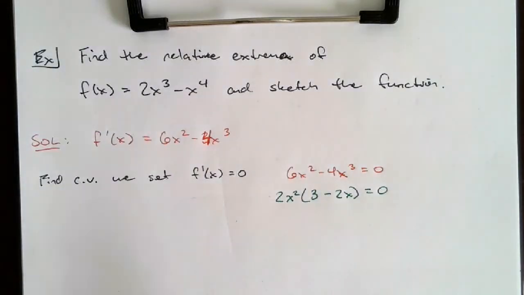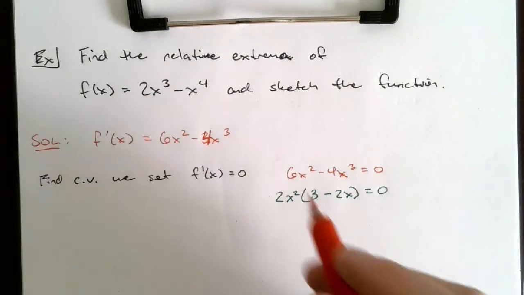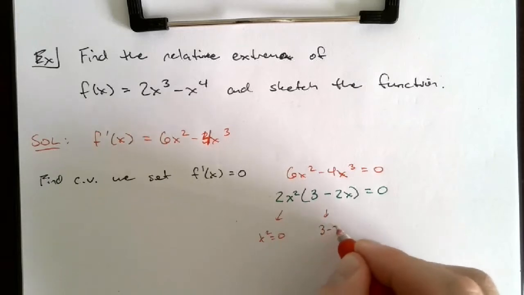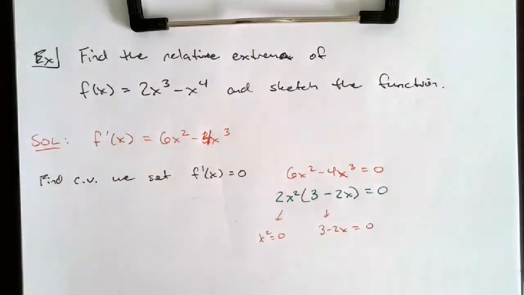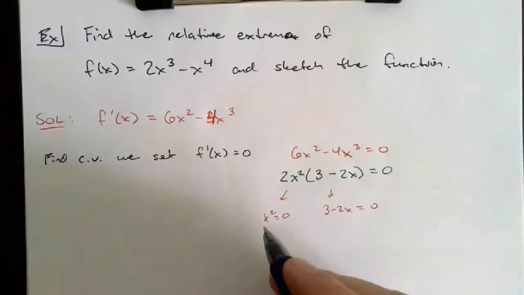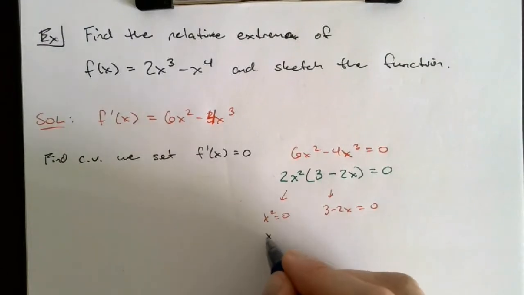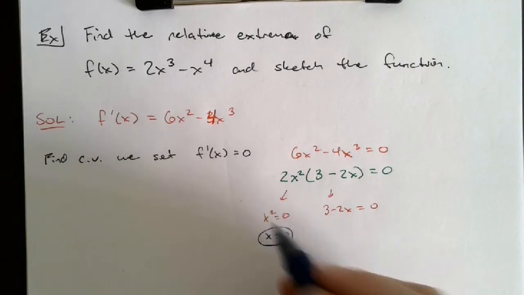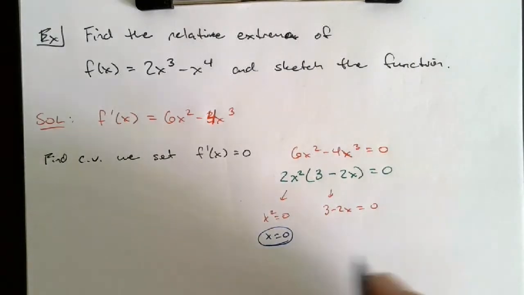And then once I've done this, remember you want to solve for each factor equal to 0. The 2 never will equal 0. The x squared equals 0, and the 3 minus 2x we set equal to 0. Solving this, x squared equals 0. You take the square root of each side and you just get x equals 0. You could also just know that x to any power equaling 0 means that number has to be 0. So you get x equals 0 there.